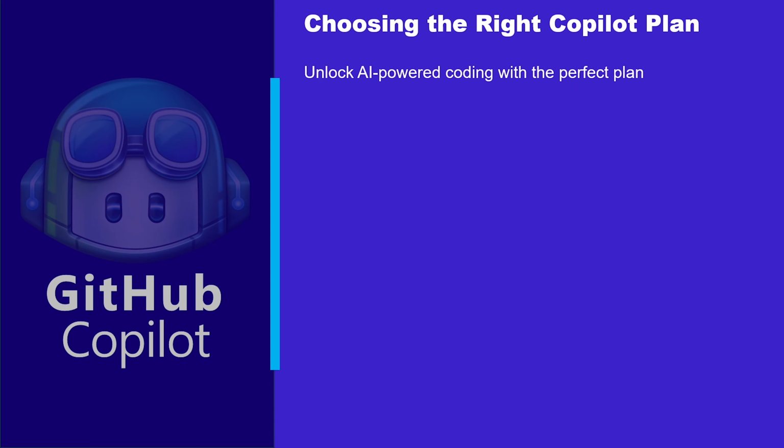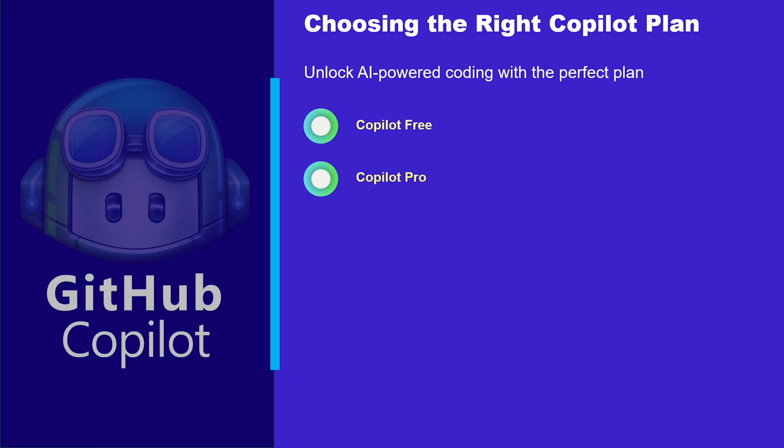Let's begin with choosing the right Copilot plan. GitHub offers several plans for GitHub Copilot, so let's explore the different options and choose the one that best fits your workflow. First, there is the Copilot Free plan. It's available to individual developers and gives you access to basic features at no cost. It is a great starting point if you are curious about what Copilot can do. Just keep in mind it comes with limited functionality and a cap of 50 messages per month.